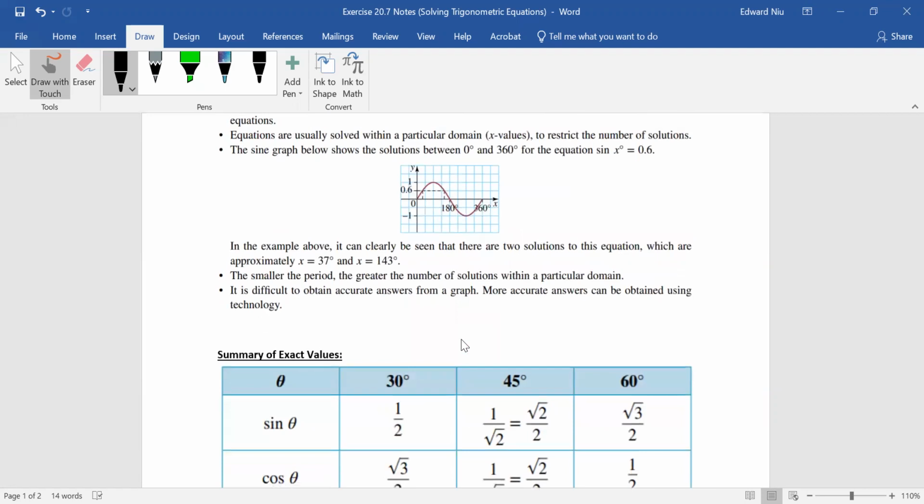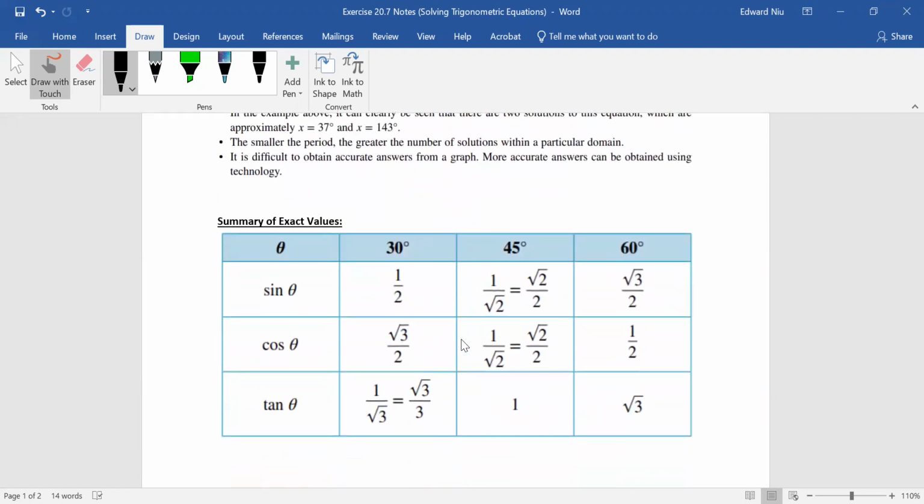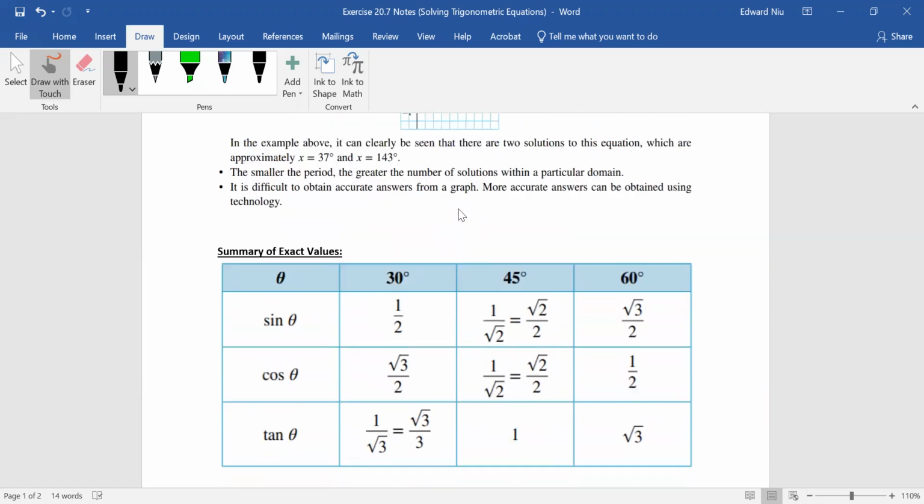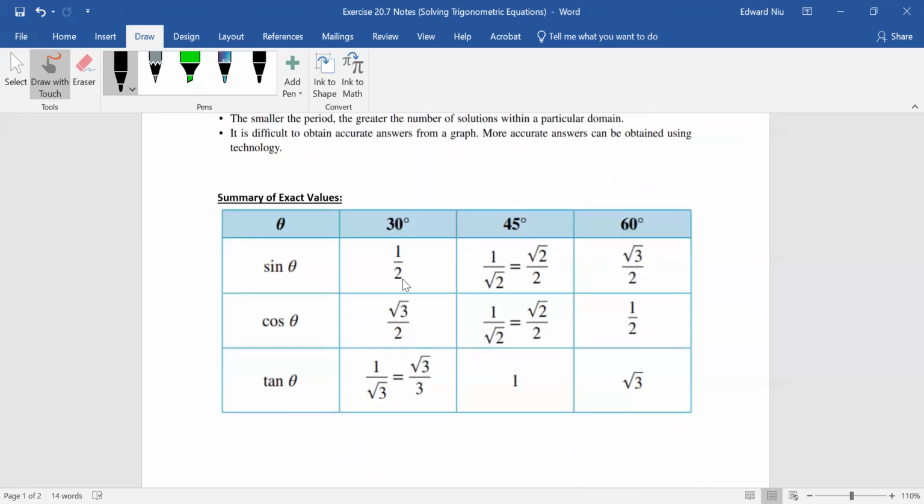Hopefully it'll make sense. One of the biggest things you need to remember throughout year 11 and 12 is a summary of exact values. When sine is 30 degrees, we get an answer of a half, or 0.5, meaning the height of the triangle inside the unit circle is going to be half. On a 45-degree angle, the sine height will be 1 on root 2, which is the same as root 2 on 2 if we use our surds, where we multiply by root 2 on root 2.